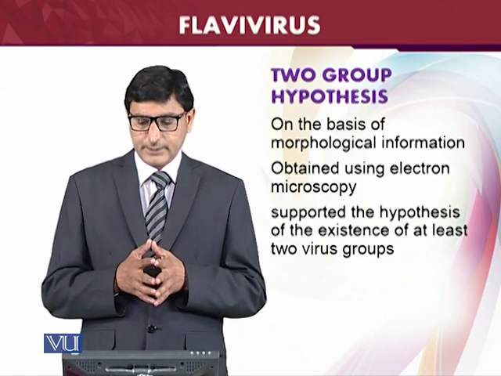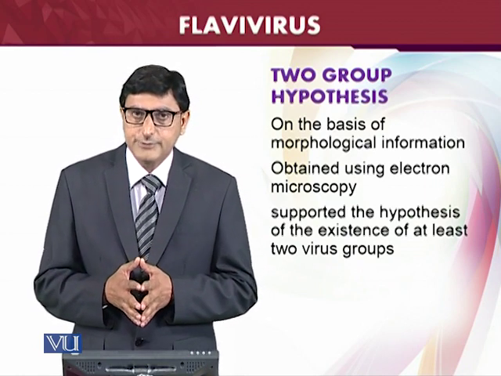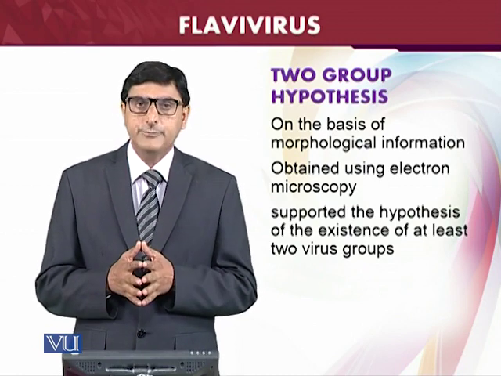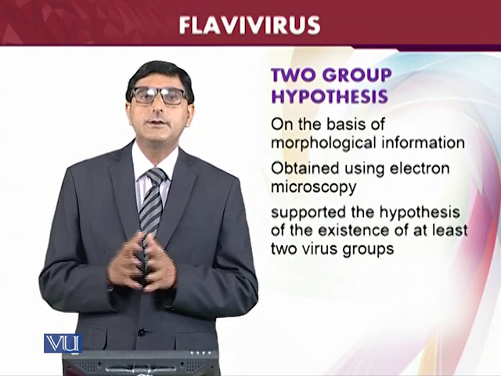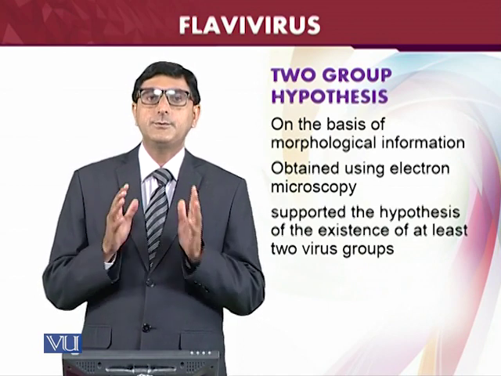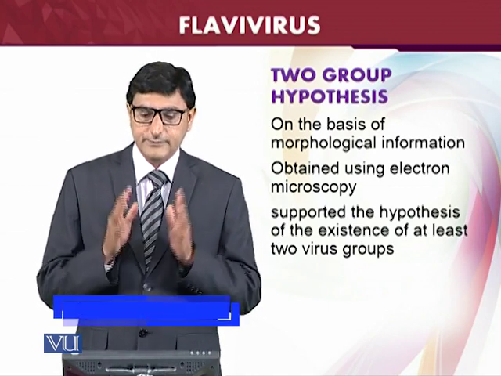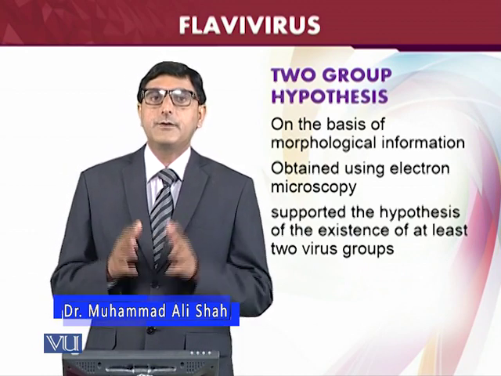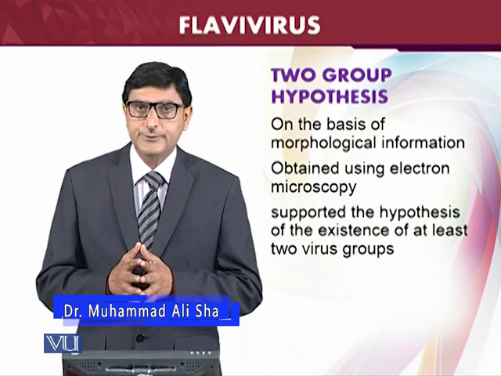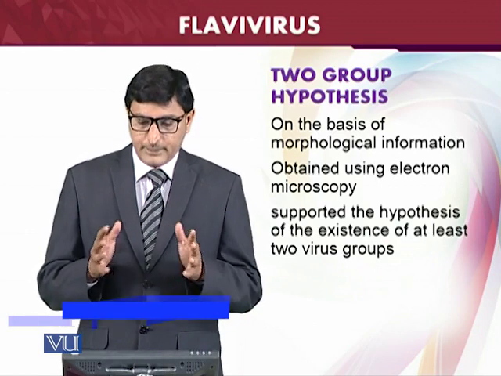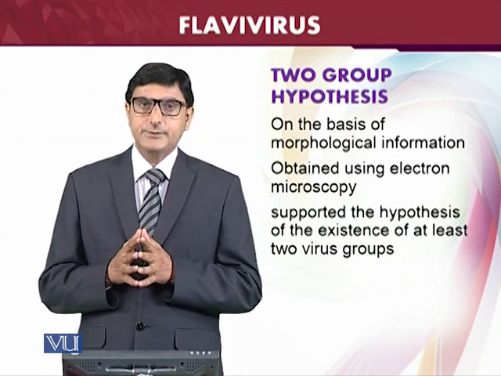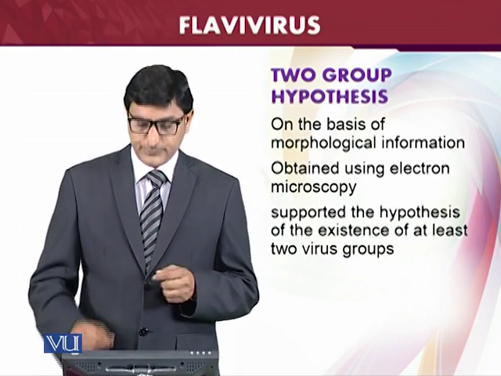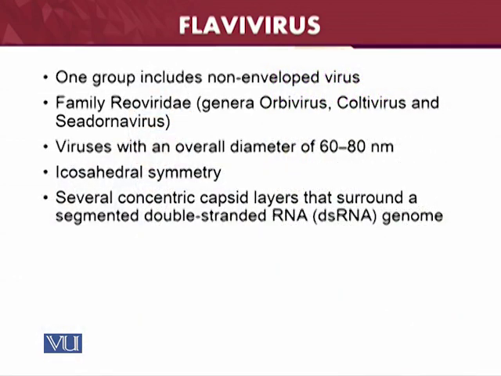However, these days with the structures obtained from electron microscopy and on the basis of morphological information, we are clear now that there are two distinct groups present for the flaviviruses. The characteristics of both groups are not the same. This supported the hypothesis of the existence of at least two different groups. We can see the two different groups, their characteristics and their properties, one by one.